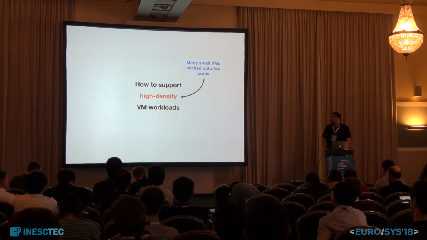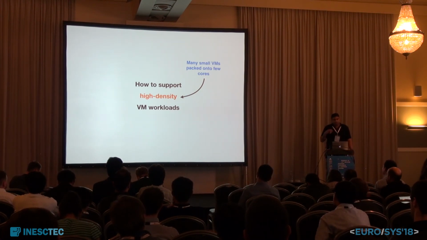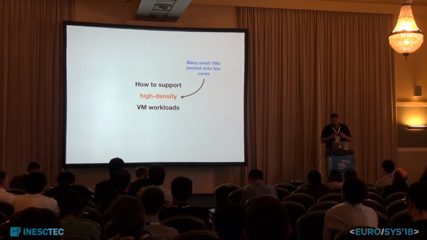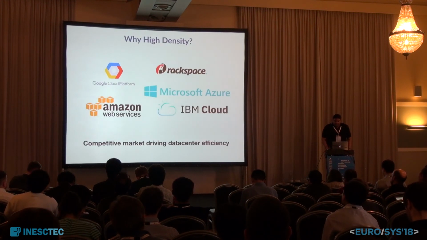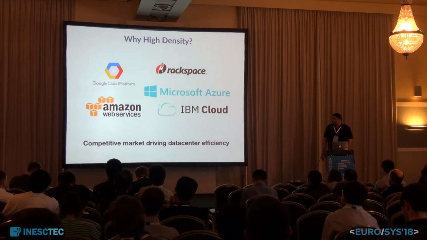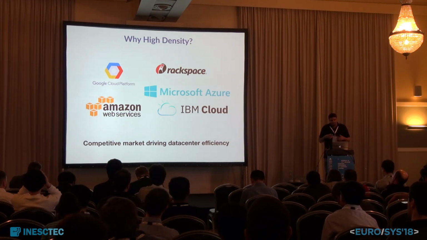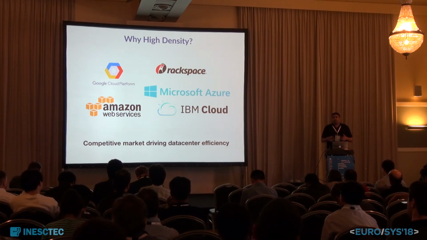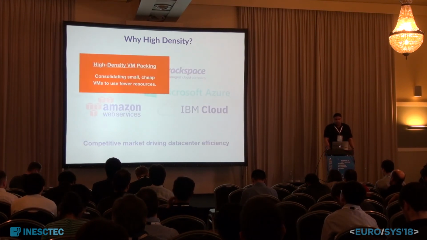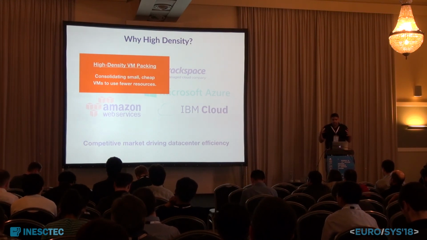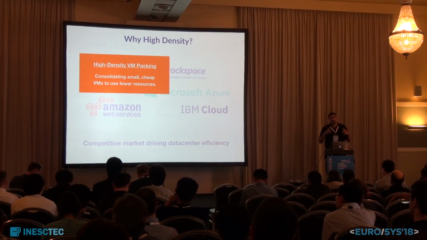And what I mean by high density is simply where you have many small VMs packed onto a few number of cores. Well, why should you care about high density? Today, the cloud market is fairly competitive with many big players, and this is driving improvements in data center efficiency in an effort to better utilize resources. And one approach that helps is high-density VM packing, where you can consolidate resources by taking these small, cheap VMs and packing them onto a few number of cores.